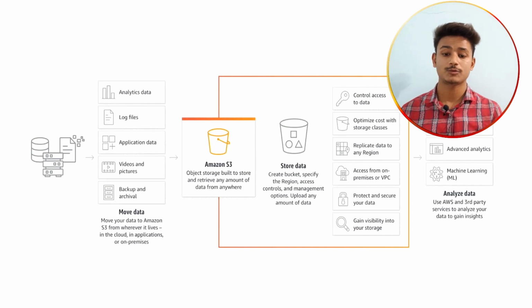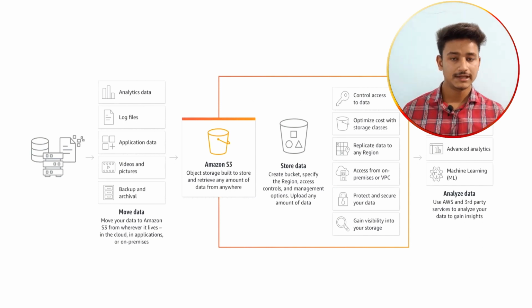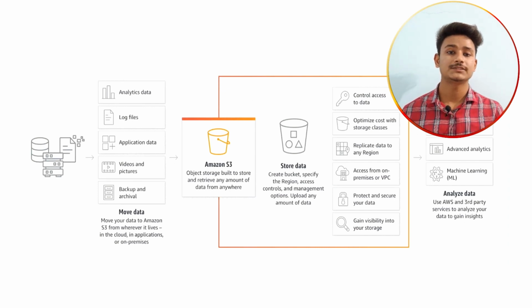The accessibility is provided by the buckets. Then comes protect and secure. As I mentioned earlier, it gives you 99.99% security. It promises that your data will be secured and protected. So this is the best security feature of Amazon AWS S3.